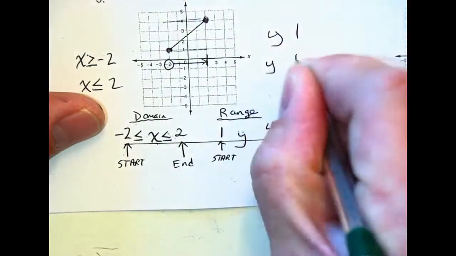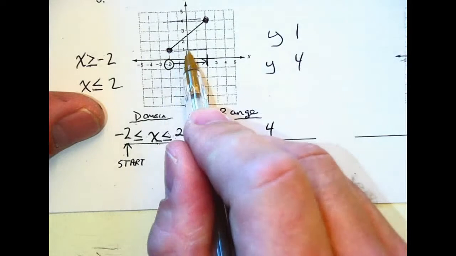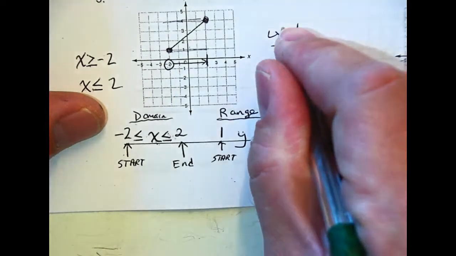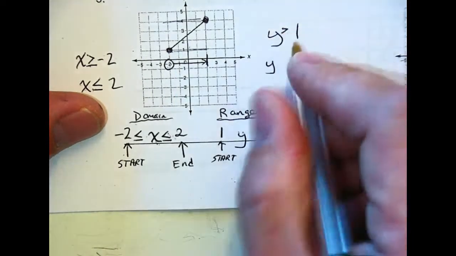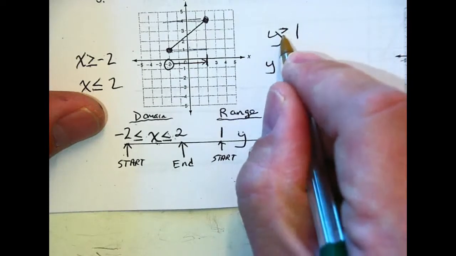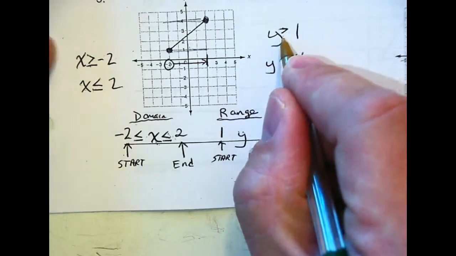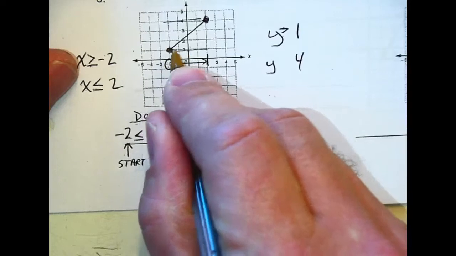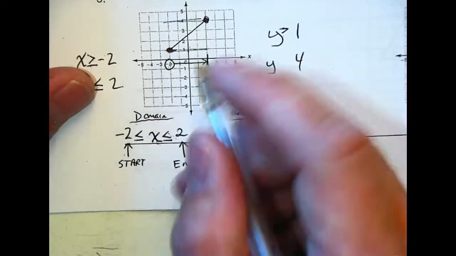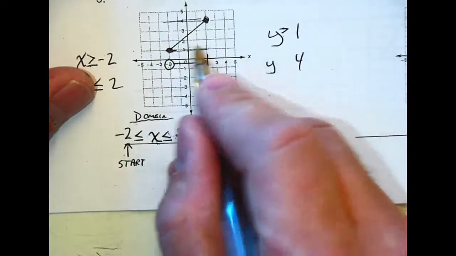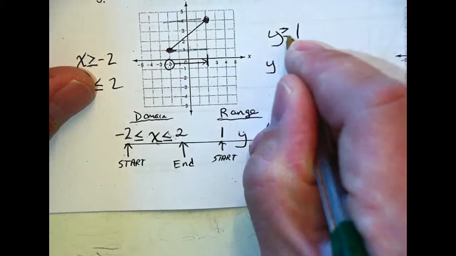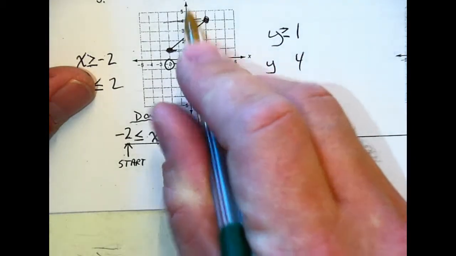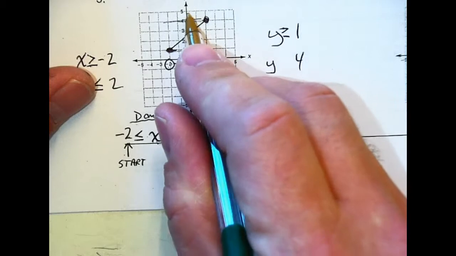So from 1, am I getting bigger or smaller? Bigger. So that's a greater than. Could it be equal to 1? Can our graph hit that point? Yeah, it's not an open circle on your graph. If you don't see an open circle, then it can be that. So we have the equal to piece. At 4, are we getting bigger or smaller? Smaller. So it's lesser than.